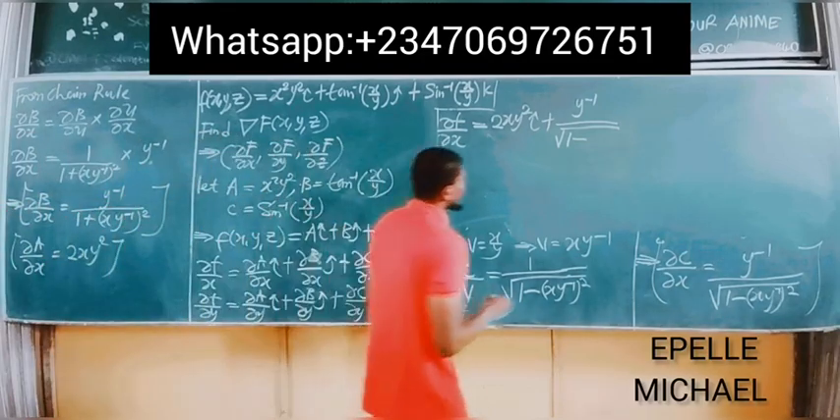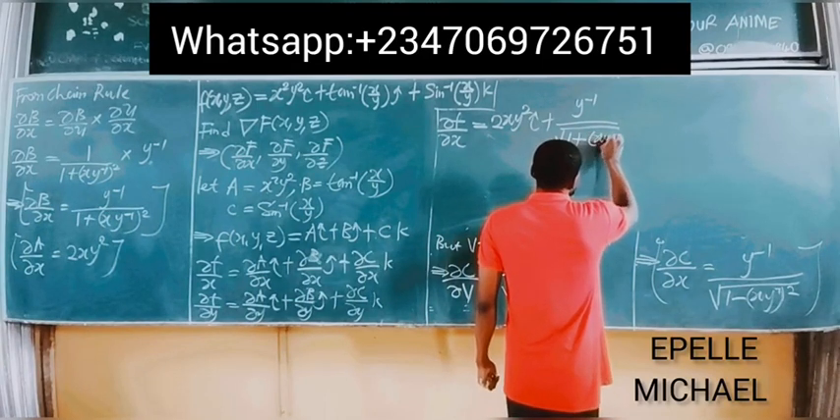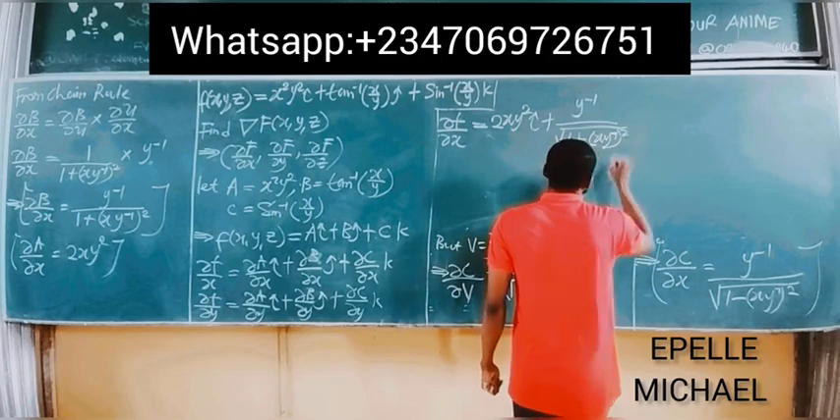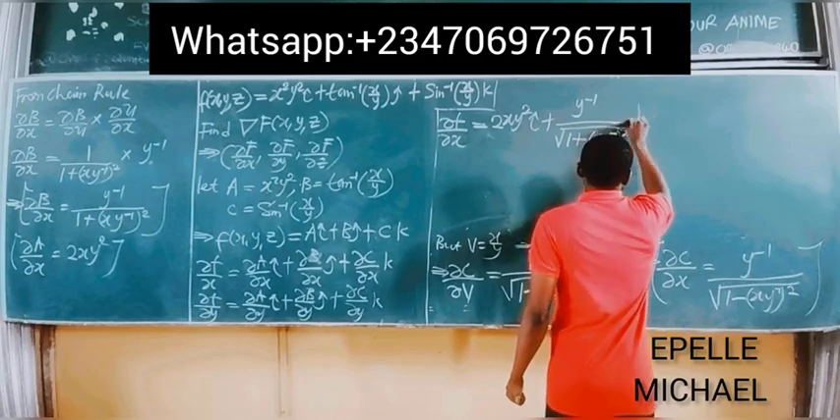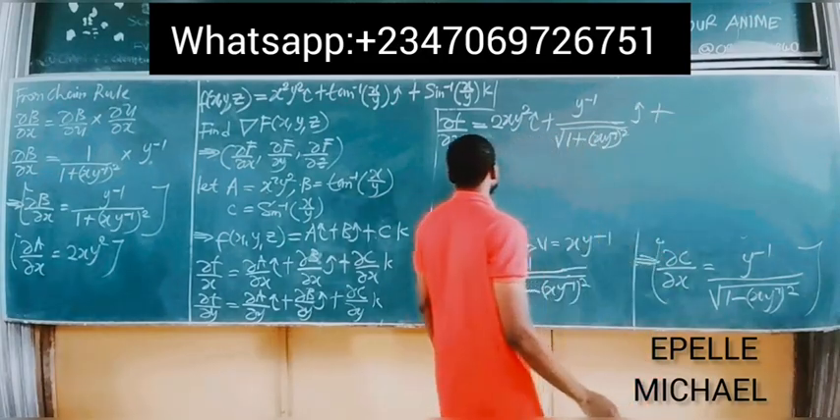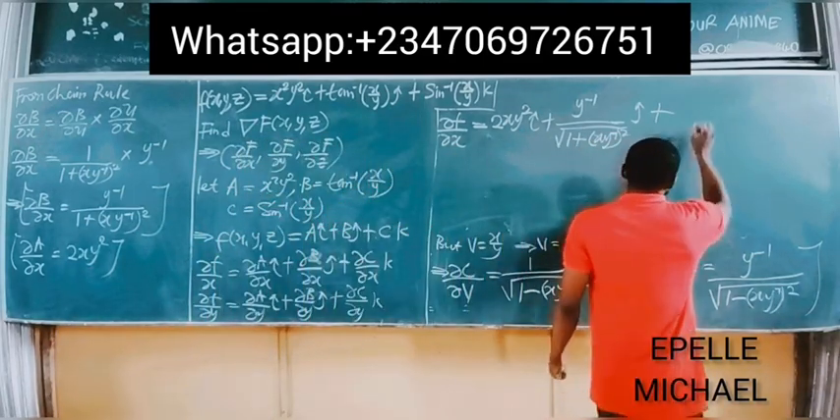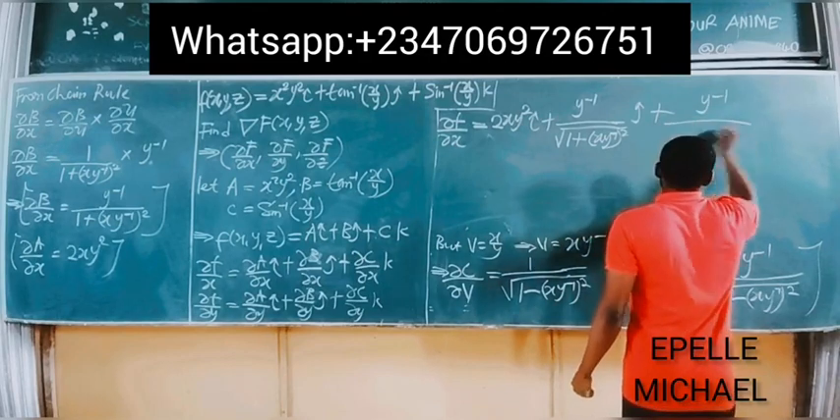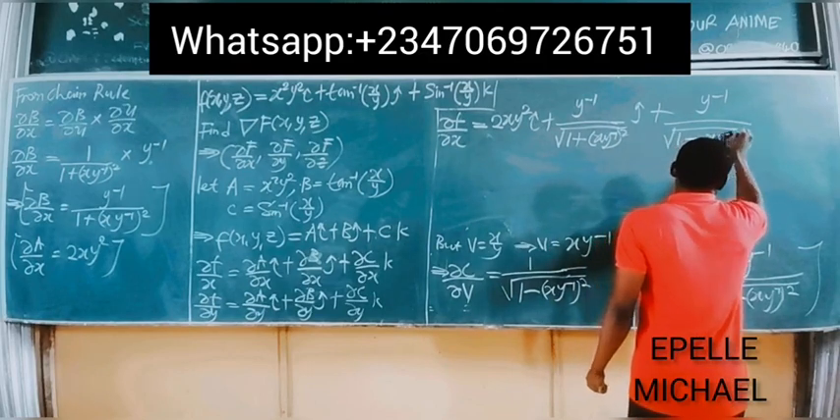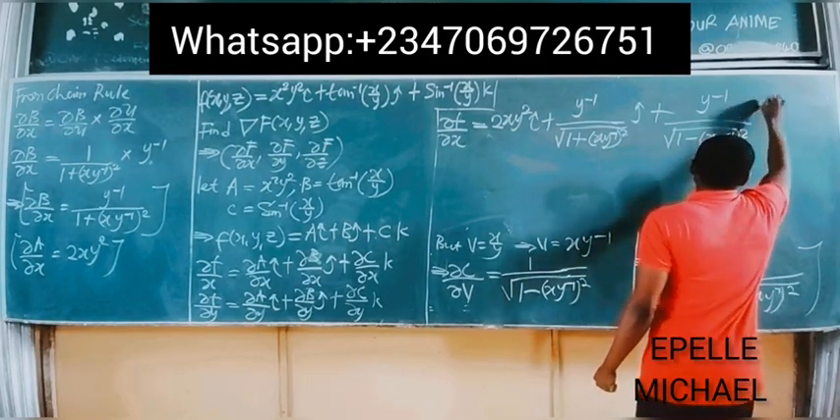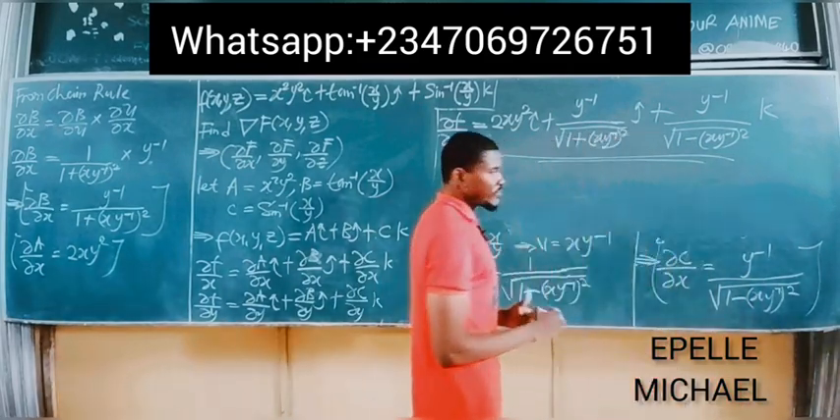plus x y to the power of minus 1 all squared. Okay, and that's in j, plus partial c partial x k, and partial c partial x give us this y to the power of minus 1 all over the square root of 1 minus x y to the power of minus 1 all squared in k. So this becomes the very first answer to the first partial derivative.